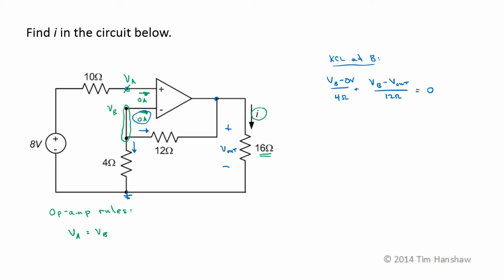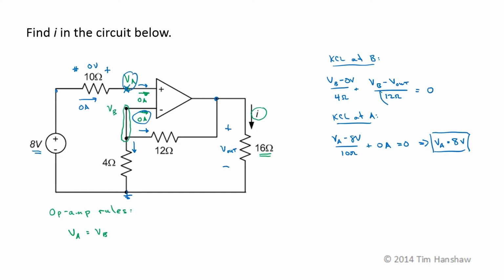So let me try KCL at node A. If this is 8 volts, VA minus 8 volts over 10 ohms plus this current, which is 0 amps according to the op-amp rules, is equal to 0. So VA is equal to 8 volts. I could see the same thing by noting that the current through this resistor is 0 amps. If this is 0 amps, the voltage difference across the resistor is going to be 0 volts. So VA is going to be 8 volts plus 0 volts, which is just 8 volts.